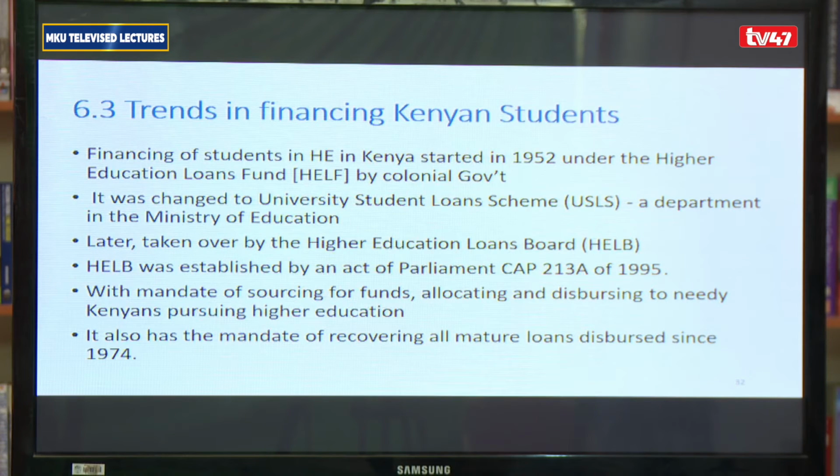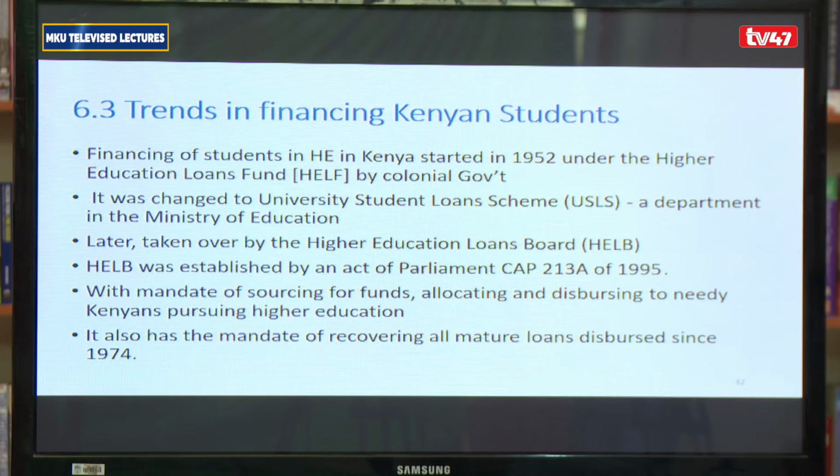So, financing of Kenyan students in higher education started in 1952 under the Higher Education Loans Fund, HELF, by the colonial government. So it's not about yesterday, you can see it's 1952. It was changed to the university loan schemes, okay? Then later taken over by the HELB. HELB means Higher Education Loans Board.